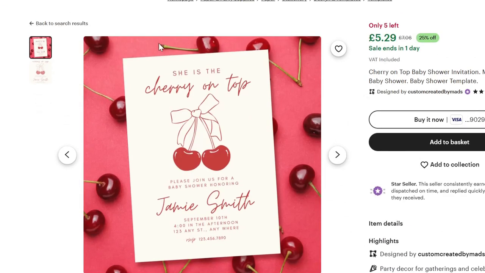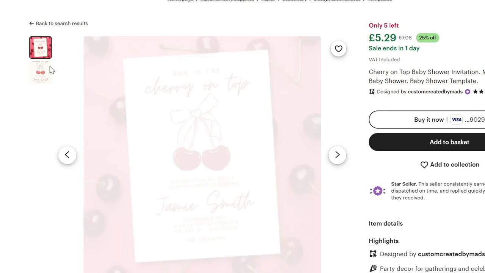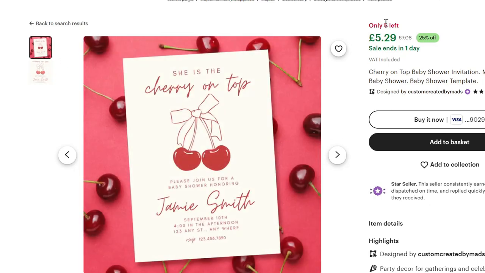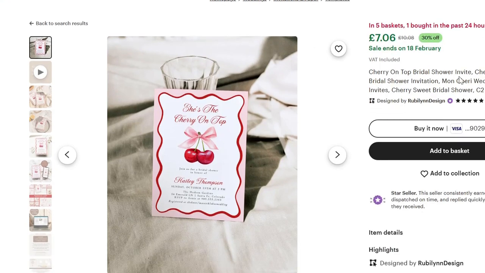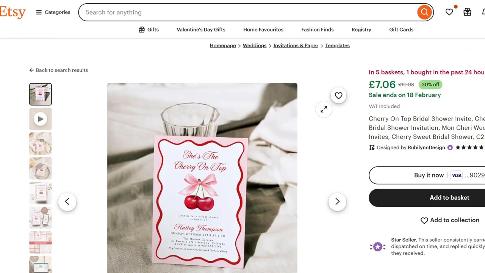So we've got this one here. There are only, can you imagine, only 2 mock-ups here. And this one is only 5 left. I would definitely improve on this by getting more mock-ups and more information on the product. Moving on to this one. This one is in 5 baskets and one has been bought in the past 24 hours. And look at that price point. Absolutely fantastic. And you know why they're able to command that? Because there are so few options. And this is where uncovering that gold, going that extra mile, is going to reap rewards for you.